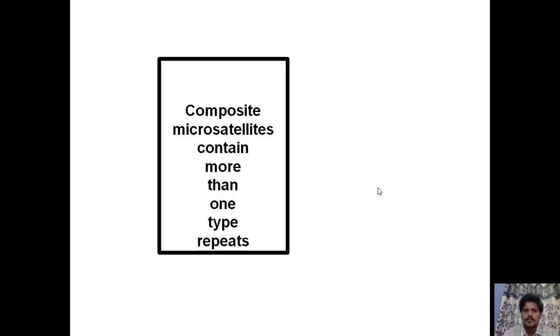Then coming to composite microsatellites, they contain more than one type of repeats.